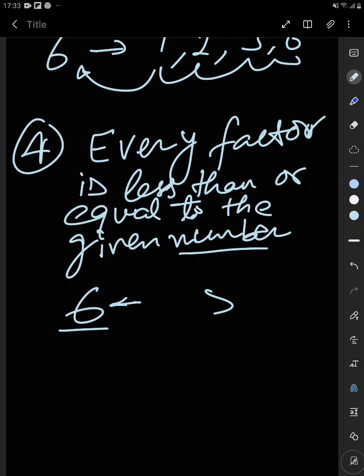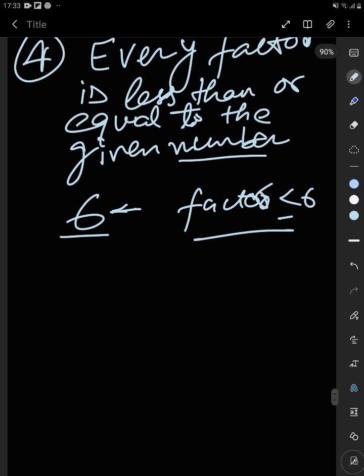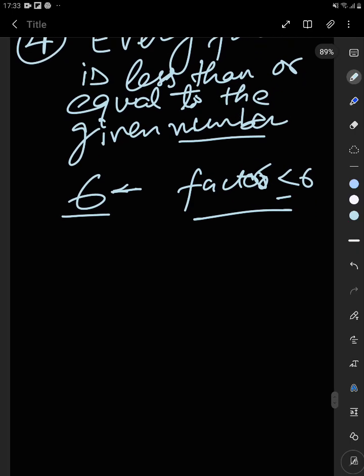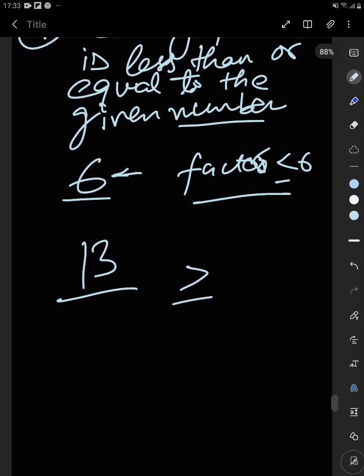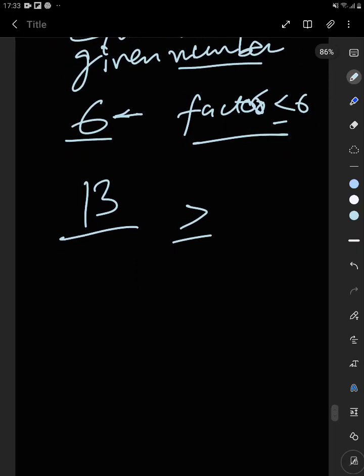A factor can never be greater than 6. It will always be less than or equal to 6. So any number cannot have a factor more than its value. For example, 13 is there. The factor of 13 can never be greater than 13.